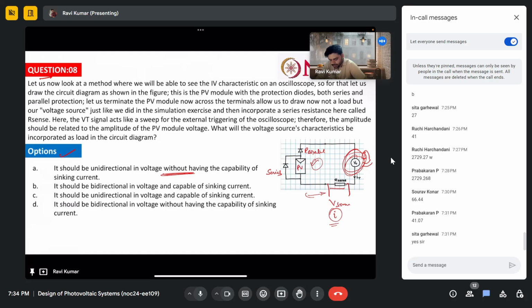It should be bidirectional in voltage, bidirectional. It is saying unidirectional in voltage and current, capable of sinking current. And then the last option says bidirectional without having the capability of sinking current. So what do you think? C.